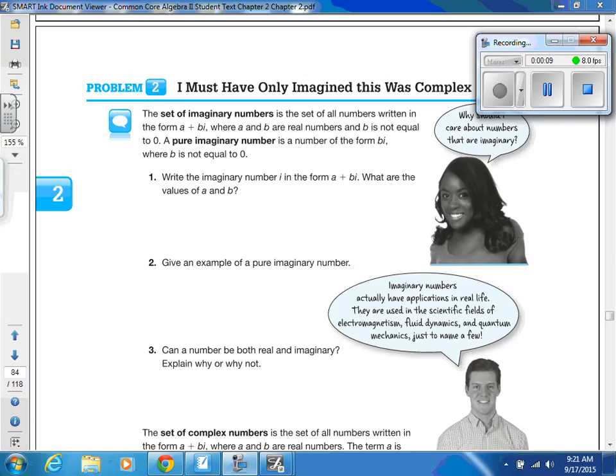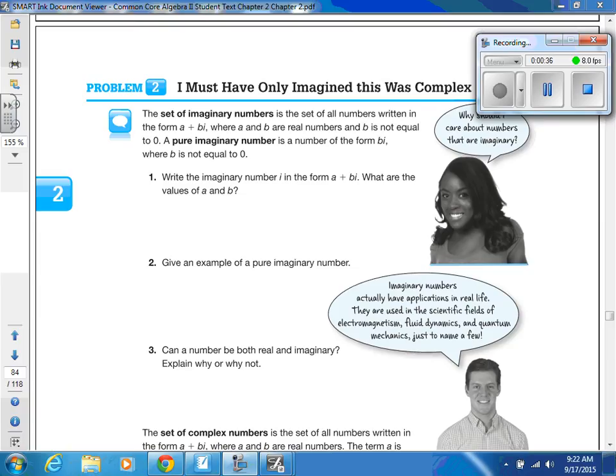The set of imaginary numbers is a set of all numbers written in the form a plus bi. These are definitions that you did last night. A and B are real numbers, and B is not equal to 0. A pure imaginary number is a number of the form bi, where B is not equal to 0. So they're asking, write the imaginary number i in the form a plus bi. What are the values of a and b?